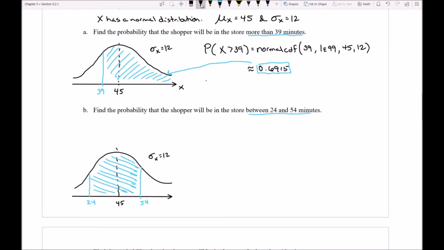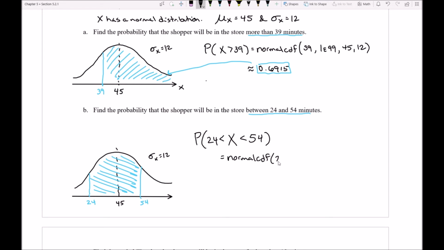Okay, so let's think about how we would write that in probability notation. I want the time that I spend in the store to be bigger than 24. So 24 is the lowest. The value that I get can be anywhere else in between. And then I want to be lower than 54. There we go.